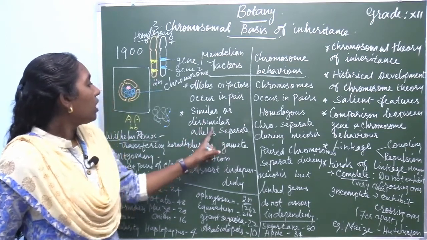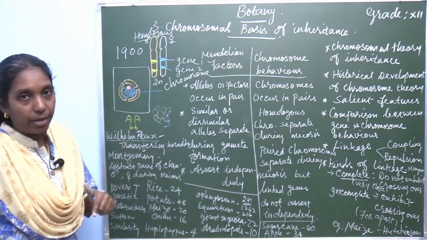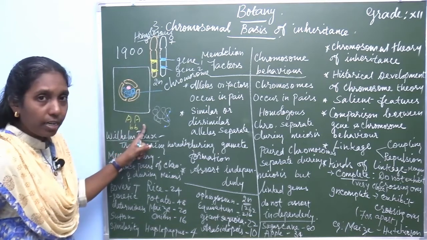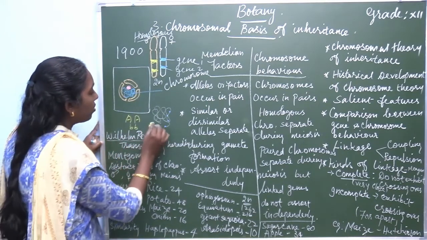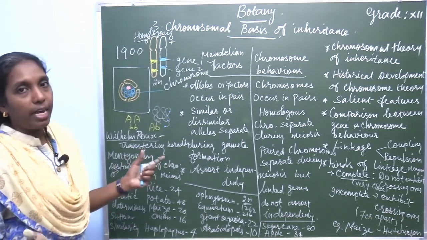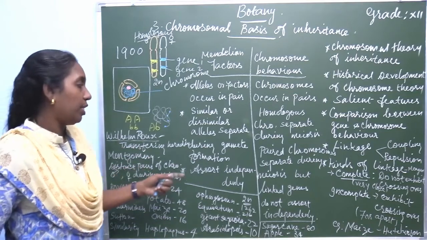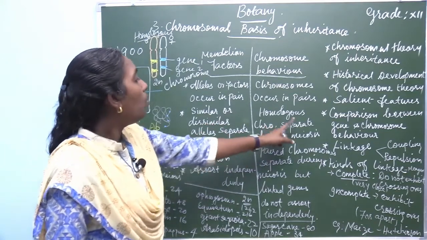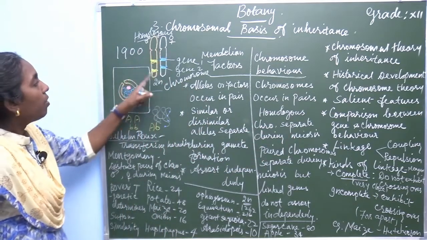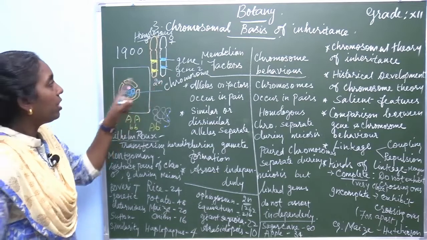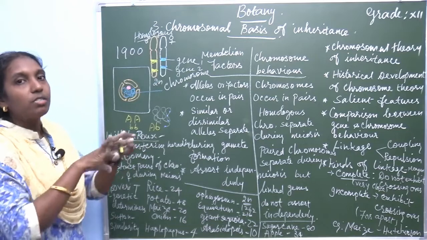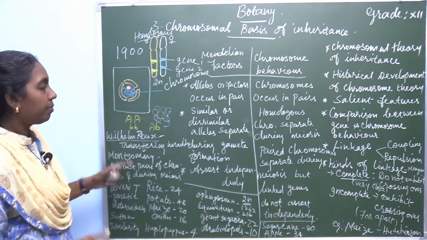Then similar or dissimilar alleles separate. Either the similar allele, or dissimilar, heterozygous, capital A, small b, they separate at the time of gamete formation. Here homologous chromosomes separate during meiosis. At the time of meiosis, what happens? At the time of cell division, these pairs of chromosomes, which contain genes, segregate, that is, they separate.